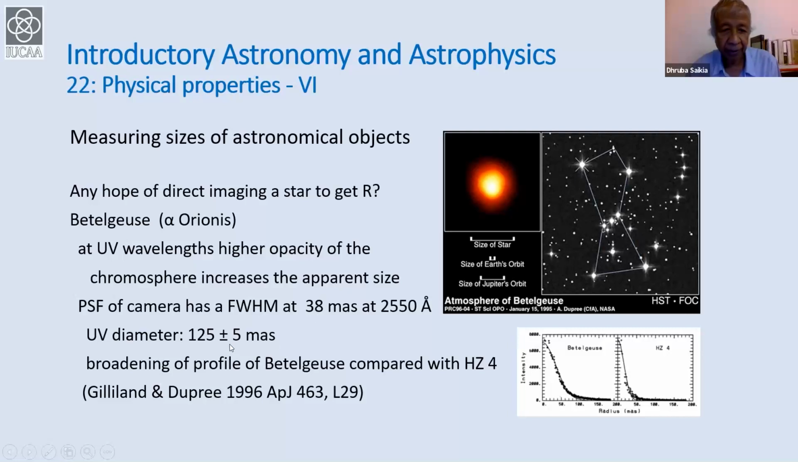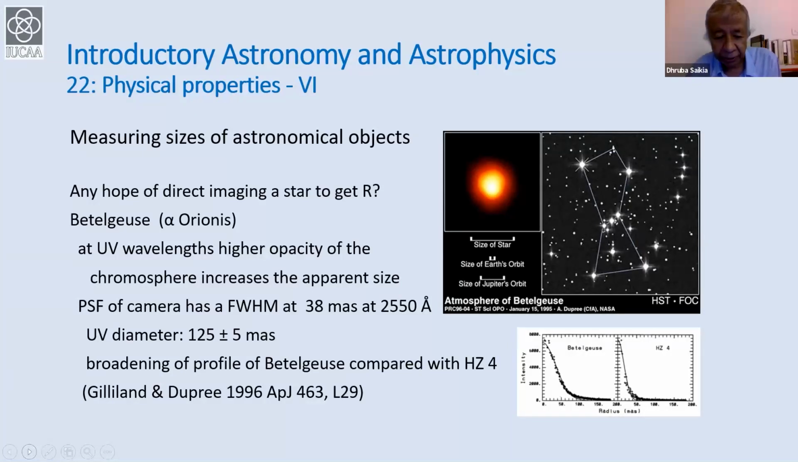And the UV diameter is about 125 plus or minus 5 milliarc seconds. And this image, as I showed on the bottom right, is to compare the broadening of the Betelgeuse profile with another point-like star, HZ4, and you can clearly see that Betelgeuse is well resolved in these observations, and you can infer what the angular dimensions are.